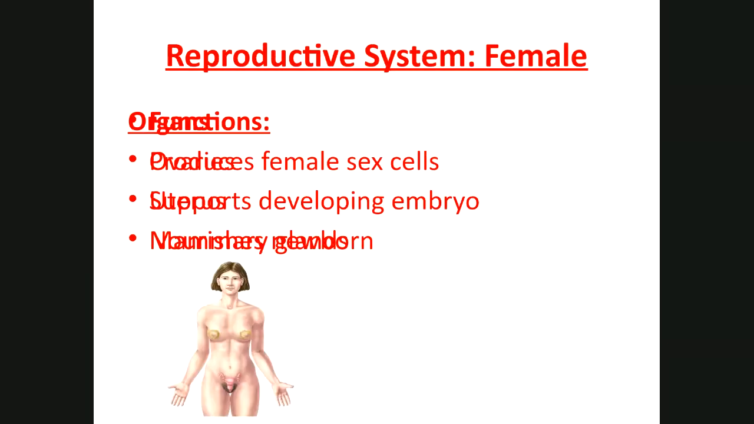In the case of females, ovaries, I can barely read these, uterus, uterine tubes will be the organs. Ovaries are going to be part of the endocrine system also. Function, the production of sex hormones, the sex cells, development of the embryo, and nourishing of the newborn.